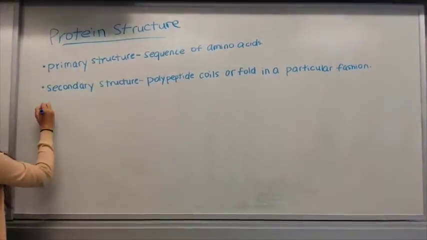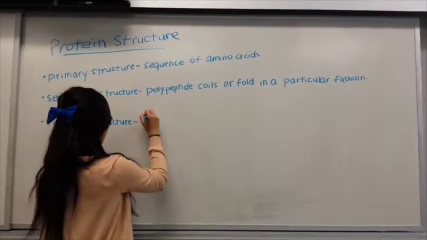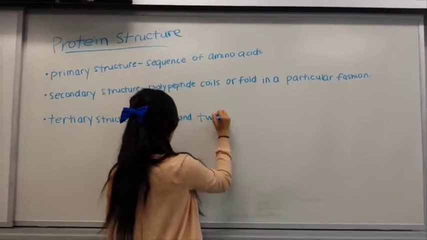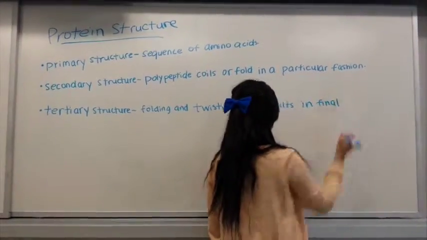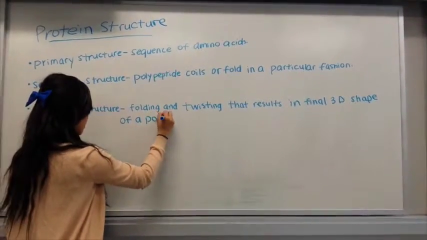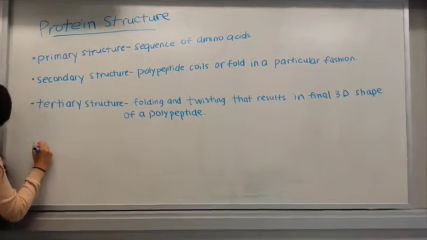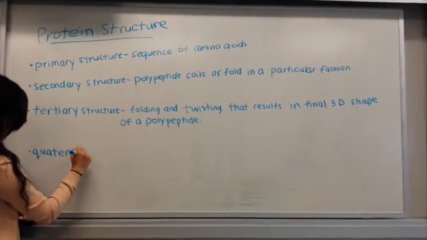The tertiary structure is the folding and twisting that results in the 3D shape of a polypeptide. The helix folds into a circular cluster due to the amino acids' R group bonding. Finally, the quaternary structure is made of more than one polypeptide which forms a protein.